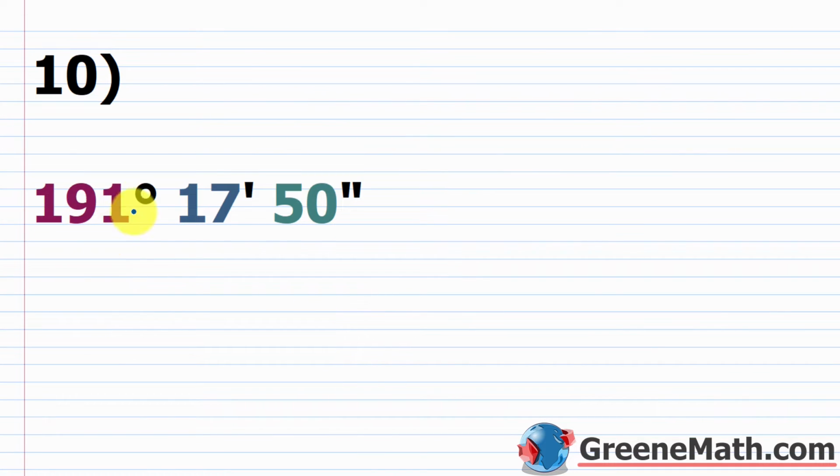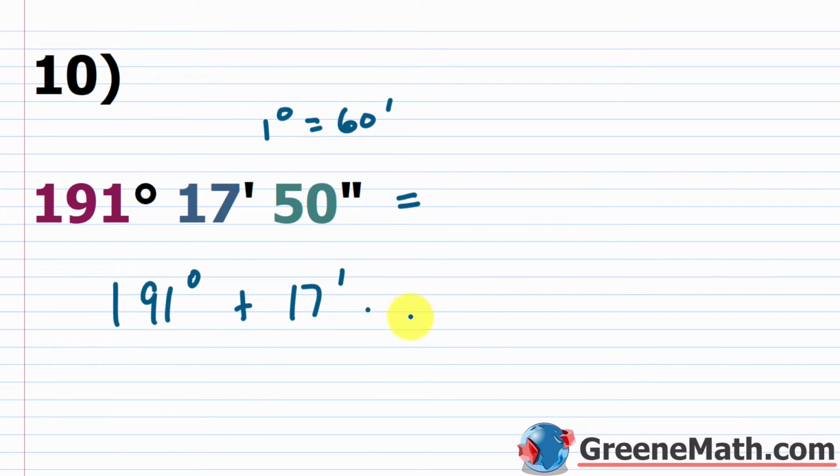So here we have 191 degrees, 17 minutes, 50 seconds. Again, to convert this over, I'm going to take my 191 degrees, then plus, I have my 17 minutes, and I'm going to multiply this by, again, 1 degree is 60 minutes. So I'm going to put 1 degree up here over 60 minutes down here, and these units are going to cancel. And so I end up with 17 over 60 degrees.